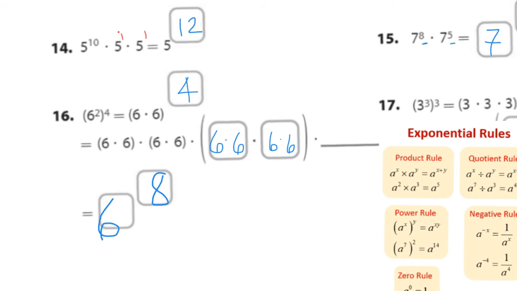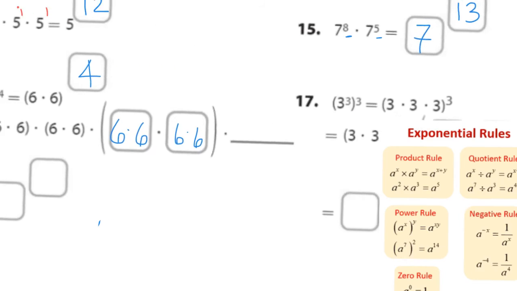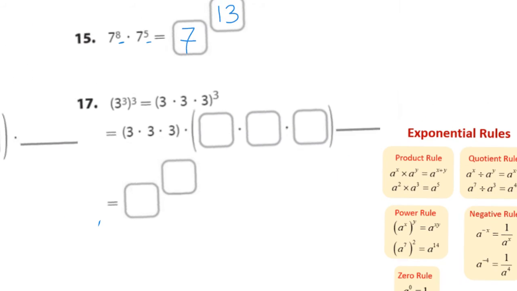Huh, I don't know why they didn't go. I'm going to have to get rid of them. Okay. I don't know why they didn't go along. Alrighty.